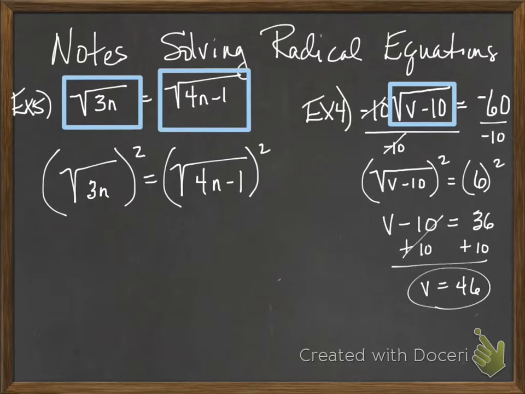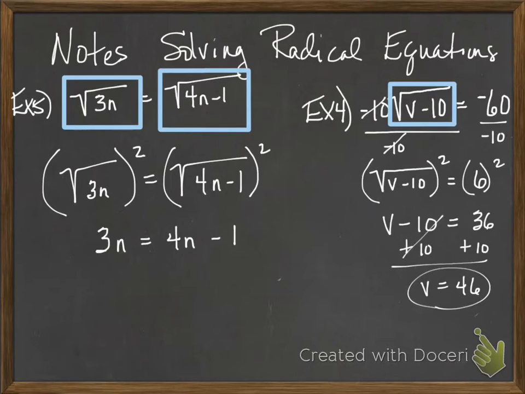So you can remove both square roots at the same time. Now when you get to Algebra 2, there's going to be some problems that are a lot harder. It's the same concept, but the algebra gets harder there. They're going to be pretty nice to you right now in Algebra B. When you square both sides, both square roots are going to go away. So you're going to be left with 3n is equal to 4n minus 1.